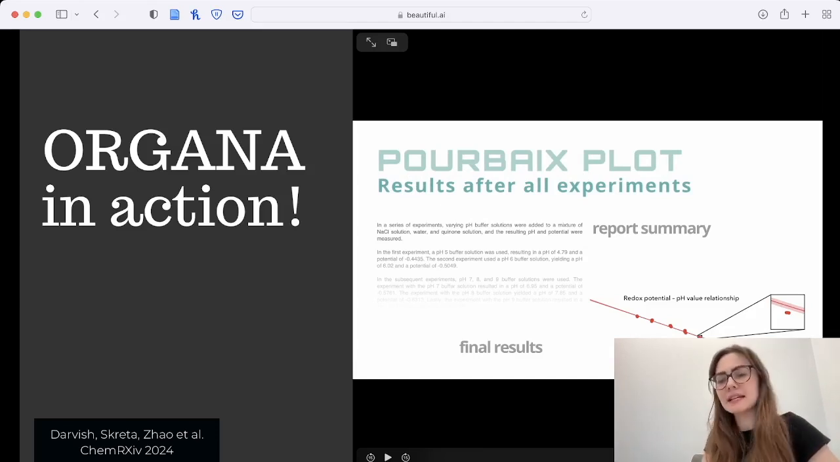Here we did an electrochemistry experiment where the goal was to figure out the redox potential of a quinone molecule as a function of pH, and from that we can get some properties of the molecule. Here we have a plot summarizing that for the human.